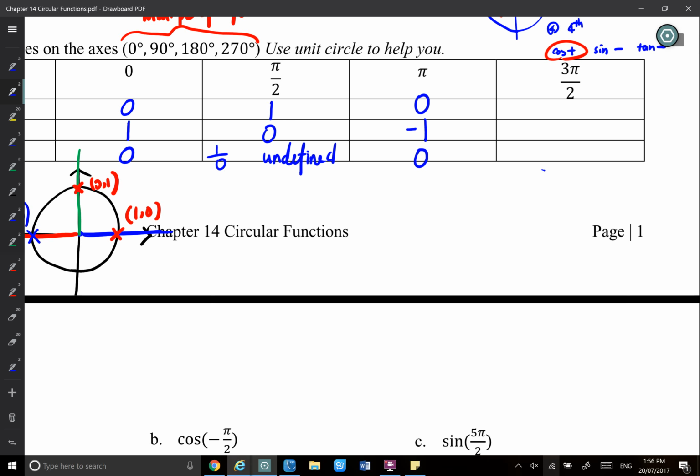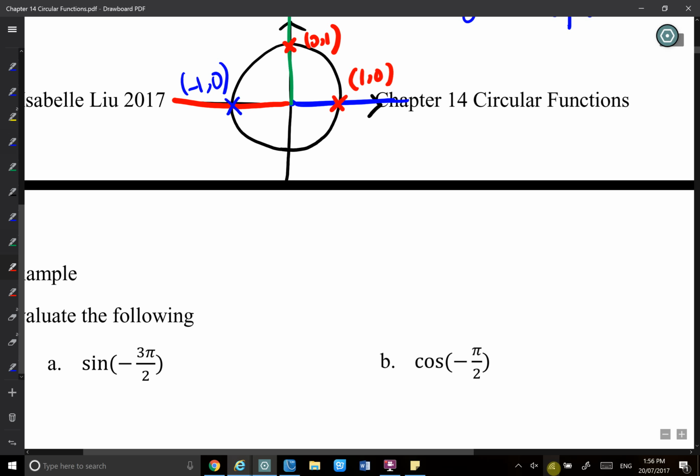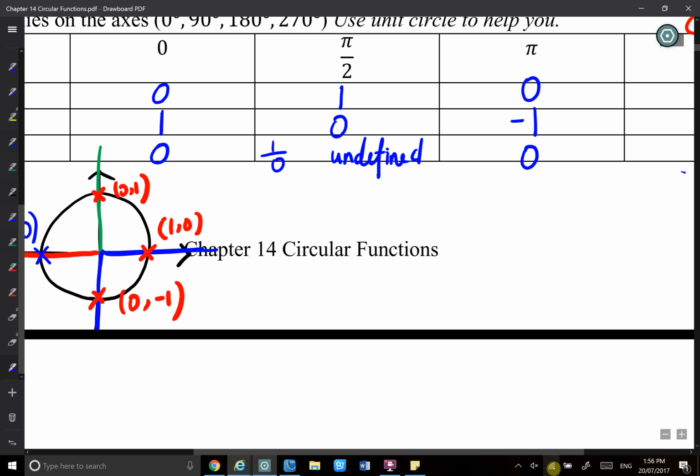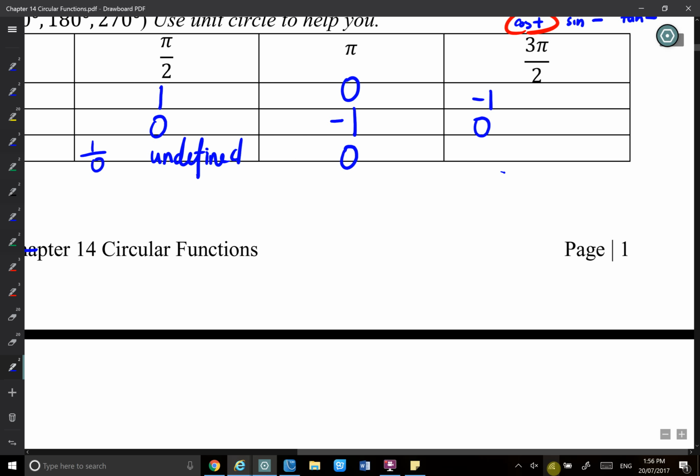The last one is 3 pi over 2. Okay, 3 pi over 2 is here. The point of intersection is 0, -1. Sine is the y value, which is -1. Cosine is the x value, which is 0. Then tangent, again, the denominator is 0, so it's undefined.